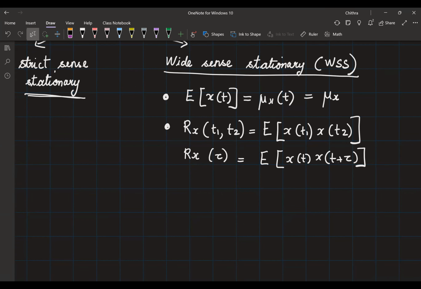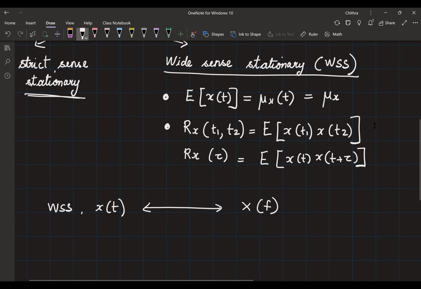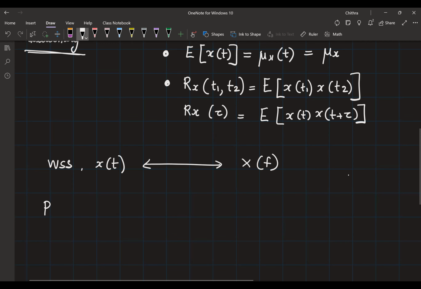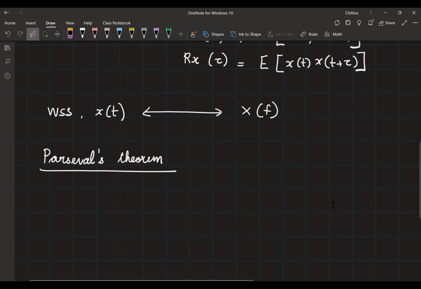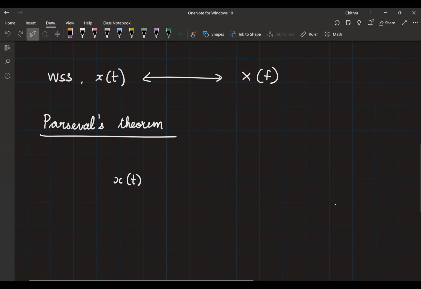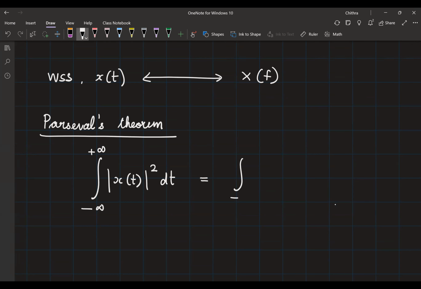Okay, so now let us consider a WSS, a wide sense stationary process, x of t. Now I can calculate its Fourier transform given by x of f. Okay, now what does Parseval's theorem tell us? The energy in x of t, which can be calculated as integral from minus infinity to plus infinity of x of t mod square dt, will be equal to integral from minus infinity to plus infinity of mod of x of f the whole square df.